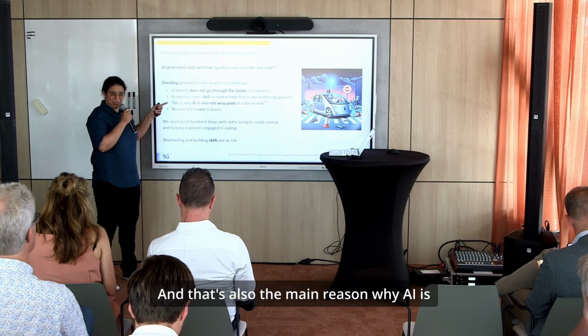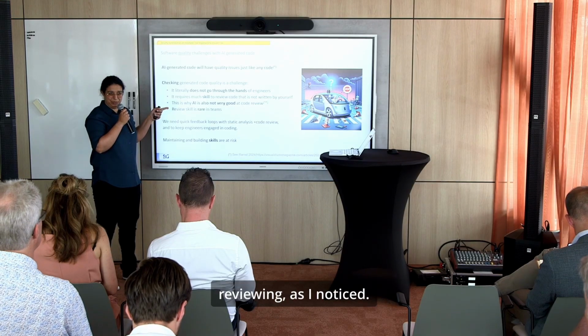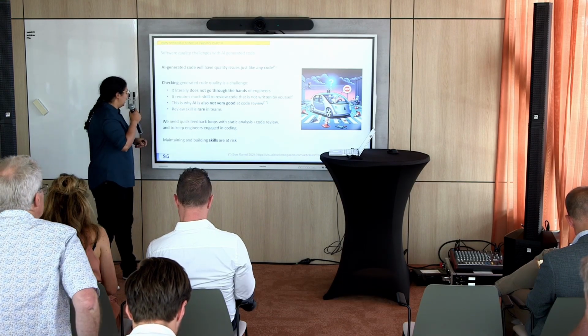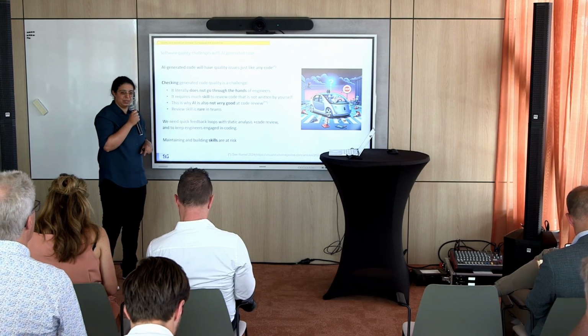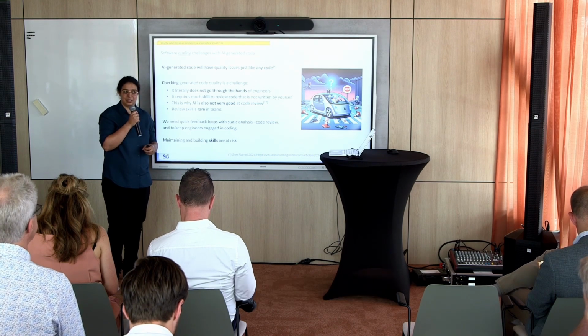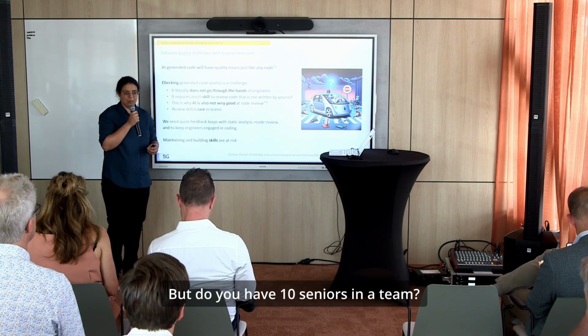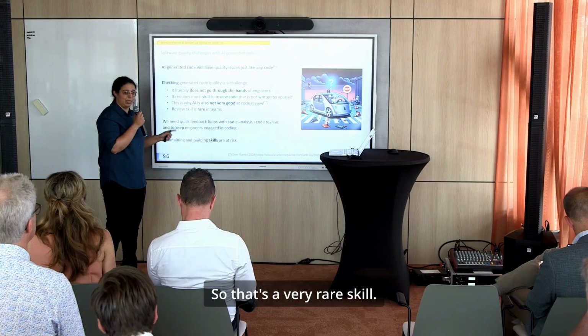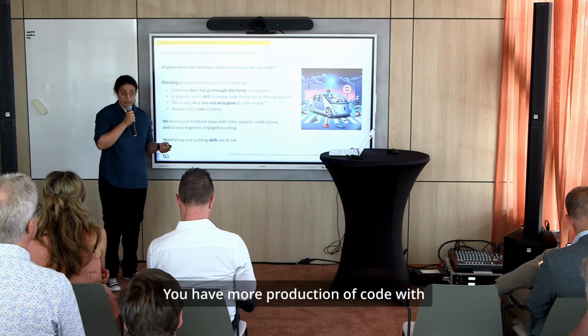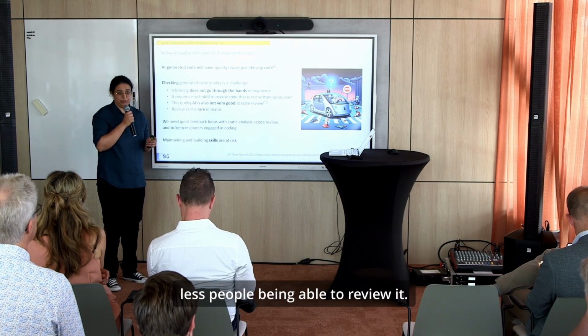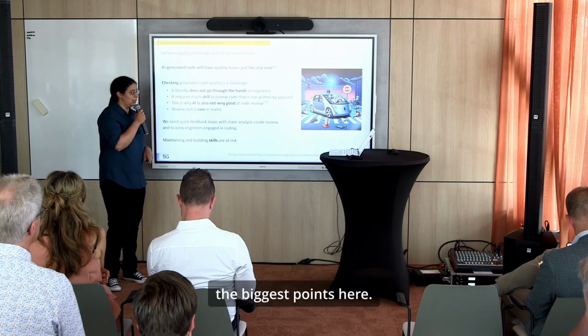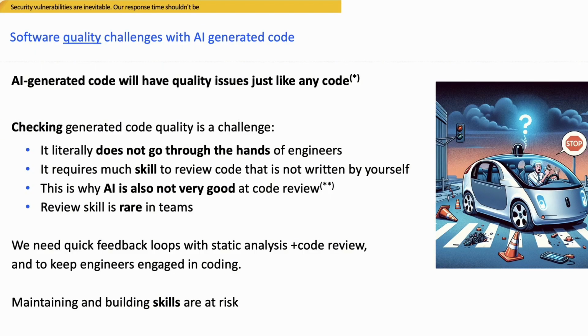And that's also the main reason why AI is not so good at code reviewing, as I noticed. And then also the review skills, it's always the seniors. But do you have 10 seniors in a team? I don't think so. So that's a very rare skill. You have more production of code with fewer people being able to review it. So that's actually one of the biggest points here.